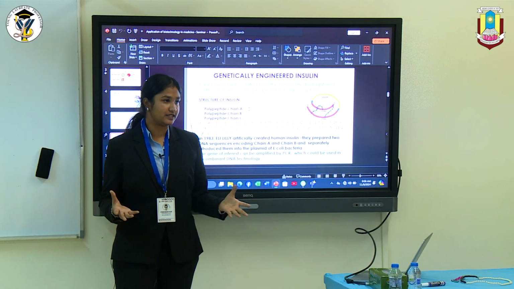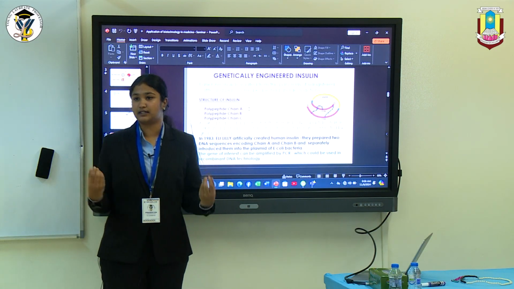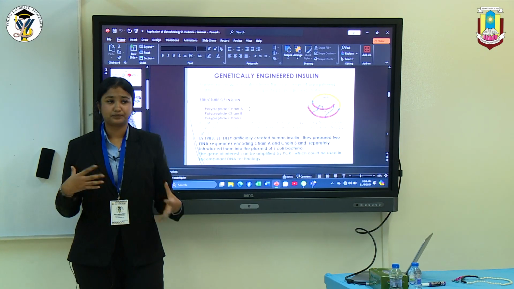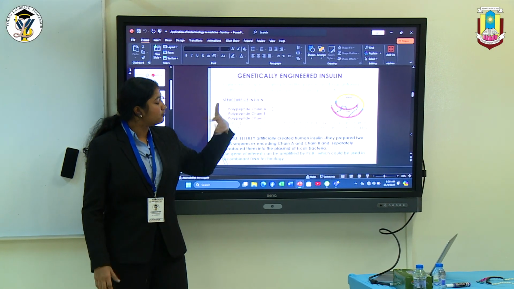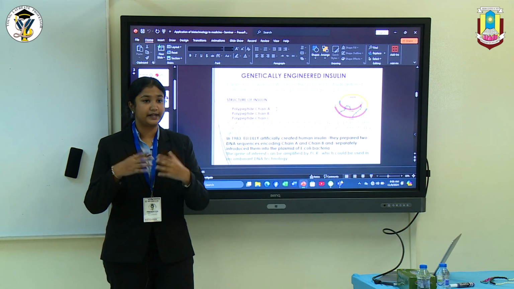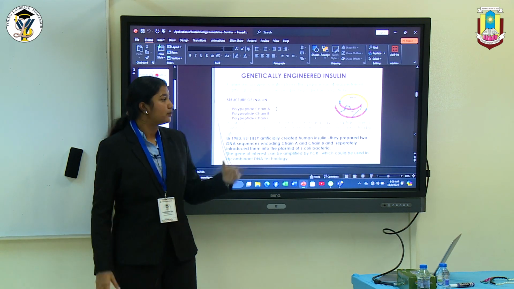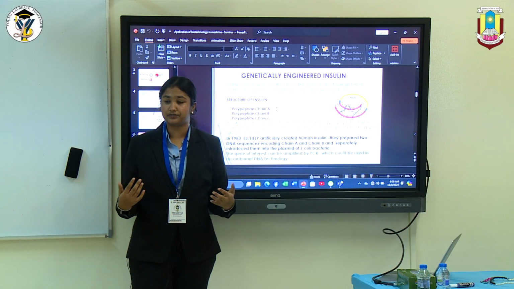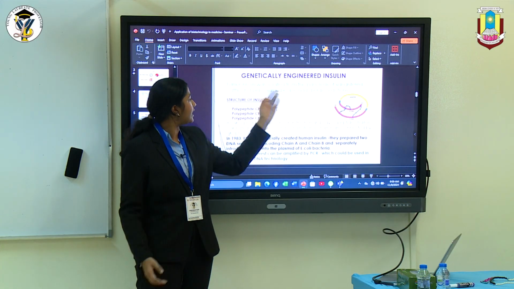So we know what insulin is. Insulin is a hormone that is released in our body by the pancreas and it helps in controlling the blood sugar. So more people are developing diabetes. So there's a greater demand of insulin all over the world. Where do we get this insulin from? Earlier, insulin was extracted from the pancreas of slaughtered cattle and pigs.